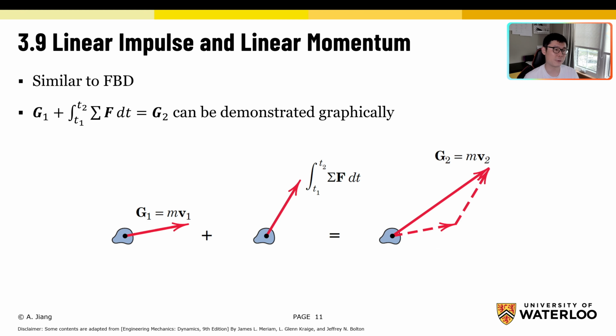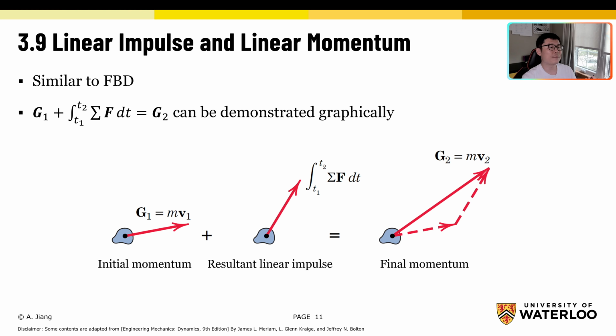Similar to a free body diagram, the linear momentum equation can be demonstrated using vector graphs. Why is it similar? Because remember, linear momentum is derived from F equals ma. So linear momentum and force are closely related. They are both vectors. From the graph perspective, we are essentially adding the initial momentum vector to the resultant linear impulse vector created by the external force to get the final momentum vector. You can draw them out the same way you draw the free body diagram.